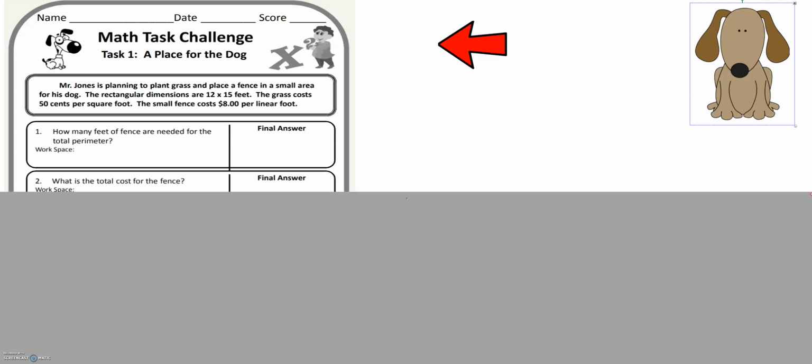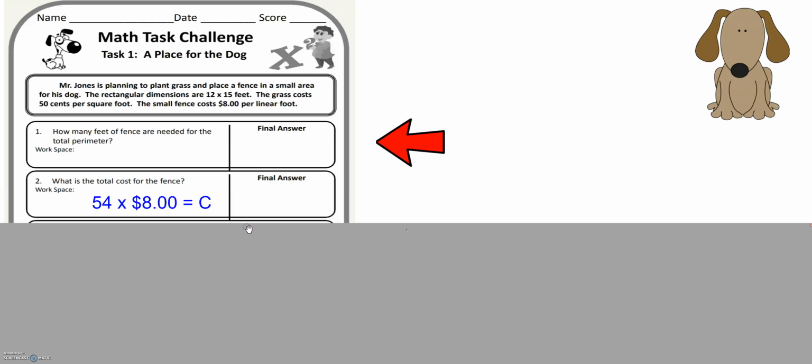All right, now we have to find the total cost for the fence. Okay, so after solving number 1, I know how many feet I will need. And what is the other information I need to solve this? The fence. The fence costs $8 per linear foot. Okay, so I know from problem 1 that I will need 54 feet of fence, and it's $8 per foot. So 54 times $8 equals C.